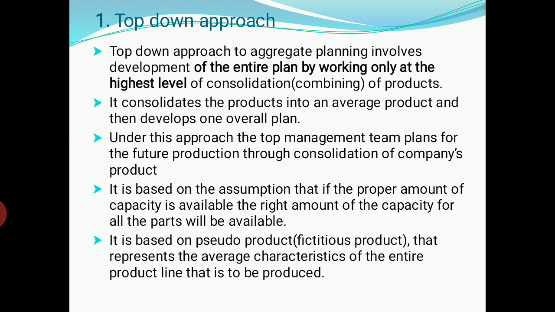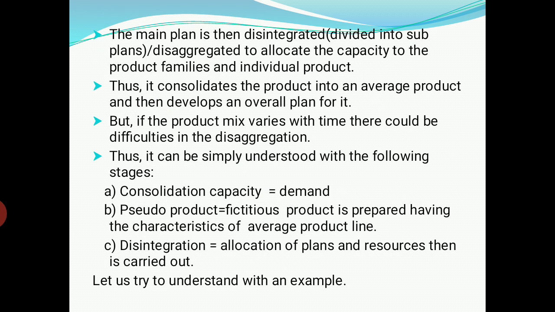With that, we can try to find out whether this average product can be made with the existing capacity, or whatever changes are required can be made. That means all the 5 categories of product can be prepared. With this assumption in mind, the top-down approach is worked out in the organization. The main plan is then disintegrated.